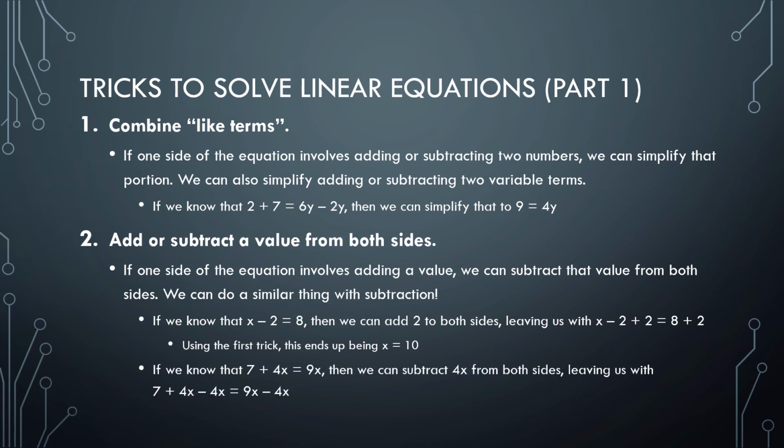We can do the same thing with something like subtraction, where we'll have 7 plus 4x equals 9x. We can subtract the 4x from both sides. And again, we're doing this not because I just think that subtracting 4x is cool, but because subtracting 4x will mean that the 4x term will go away on the left side, leaving it to just be a number, which is our goal. And so in this case, we'd get 7 plus 4x minus 4x equals 9x minus 4x, which simplifies to 7 equals 5x.